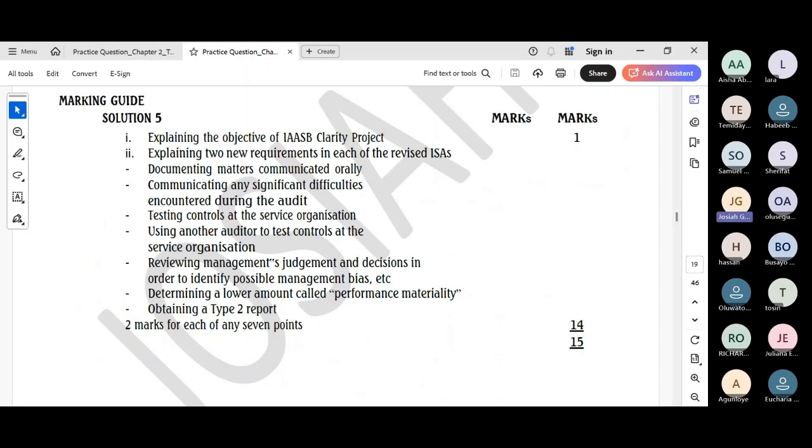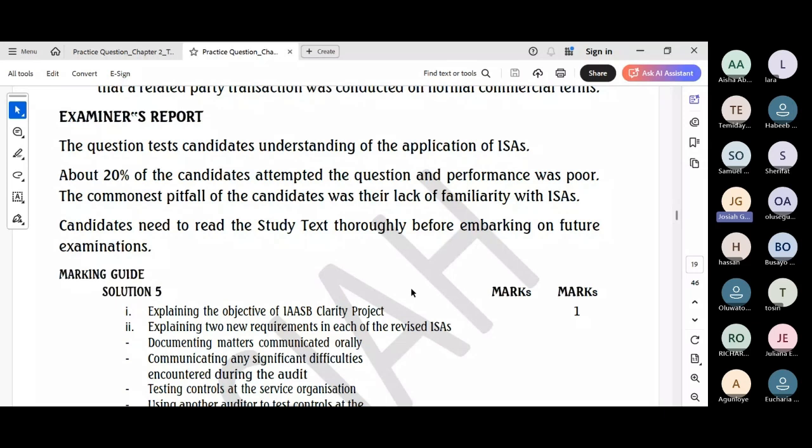And what did the examiner's report state? The examiner's report said 20%. I know I won't. If I were in this exam, I won't choose this question. You can see performance was also poor. Okay, so the marking key also, it's clear.